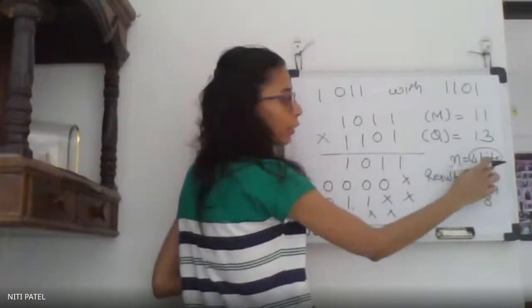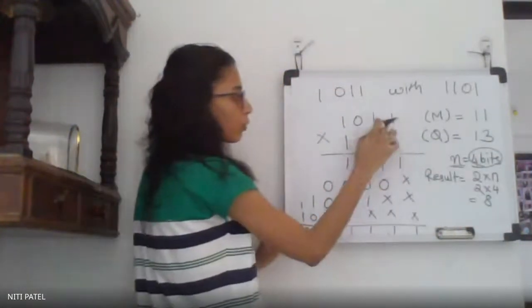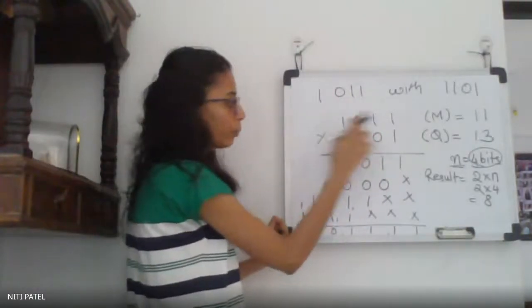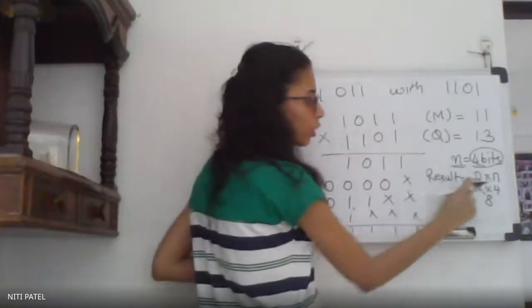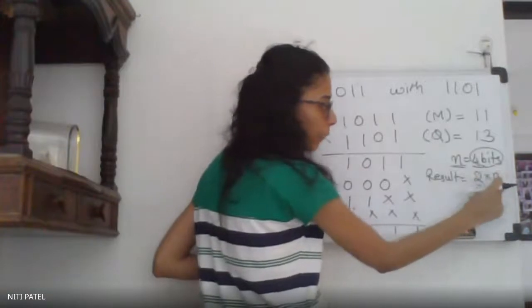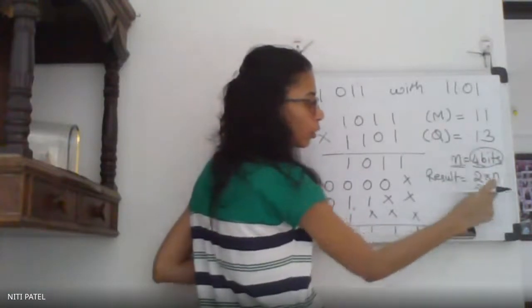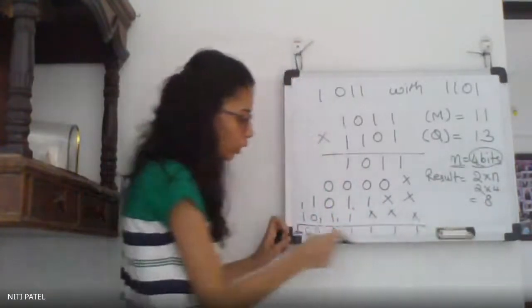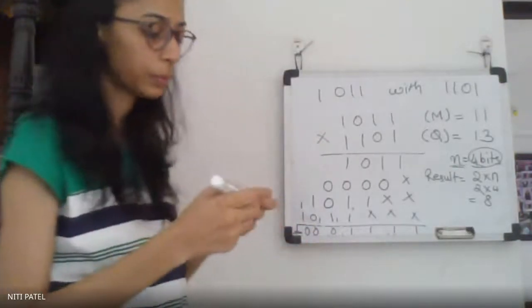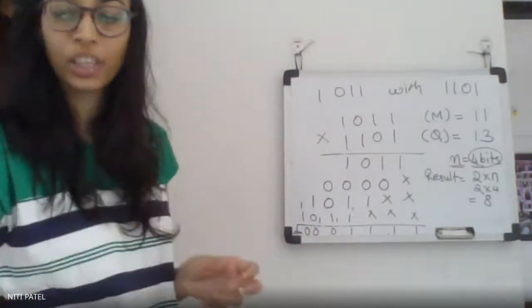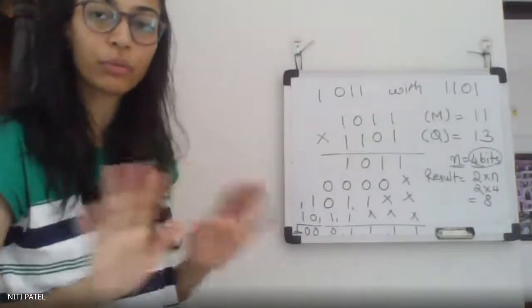How did you identify it as 4 bits? Because you have 0, 1, 2, 3, 4 bits in the question. To calculate the result, your result should always be 2 into n, where your n is 4. So 2 into 4 is 8. So your result should have 8 bits. So we have to keep the carry as it is. We do not have to discard the carry.